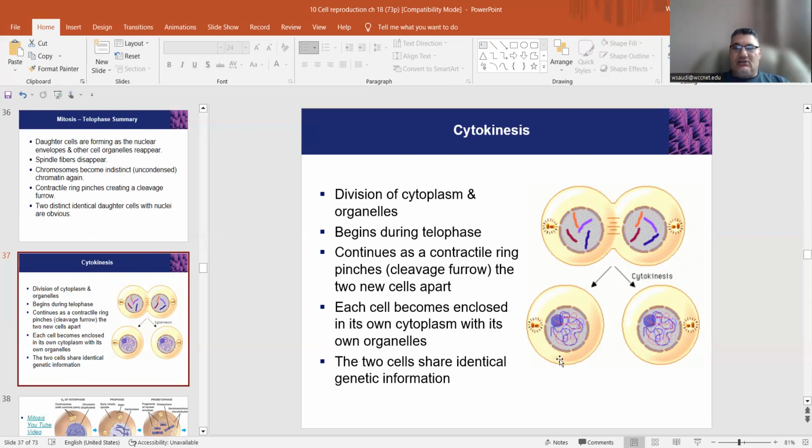And each one of these cells contains everything. Look at the nuclear envelope. It's complete. Chromosomes have a complete set here. This is the centrosome here. This is exactly the same thing here. Two identical daughter cells. Each one of those is going to undergo the same thing again, but not right now. They are going to go through the whole cycle again.